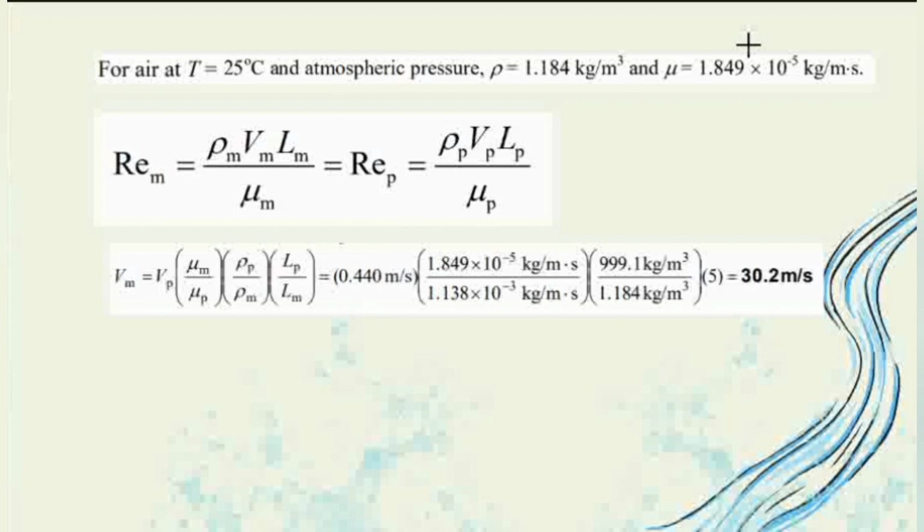Substituting all the values, we get 0.440 meters per second multiplied by 1.849 times 10 raised to negative 5 kilograms per meter second, all over 1.138 times 10 raised to negative 3 kilograms per meter second, multiplied by 999.1 kilograms per cubic meter all over 1.184 kilograms per cubic meter, multiplied by the length ratio, which is 5.